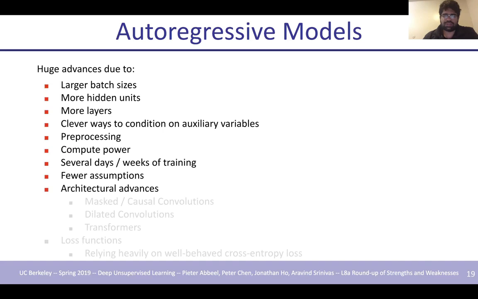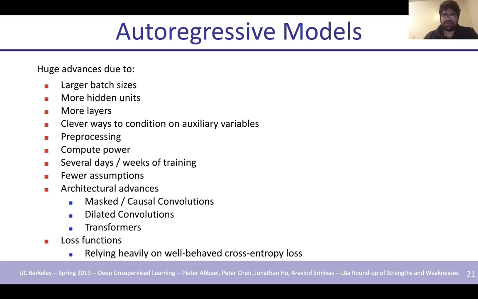There have also been architectural advances that made all these results much better. So masked convolutions were applied in the original PixelCNN, but as transformers and dilated convolutions started to exist, the samples just got much better with more coherent structure across long-range dependencies. And making the whole modeling problem look more like supervised learning helps a lot, and therefore relying heavily on a well-behaved cross-entropy loss and optimizers that have been much better tuned for this loss ensures that generative modeling can also benefit from all this engineering advancement.